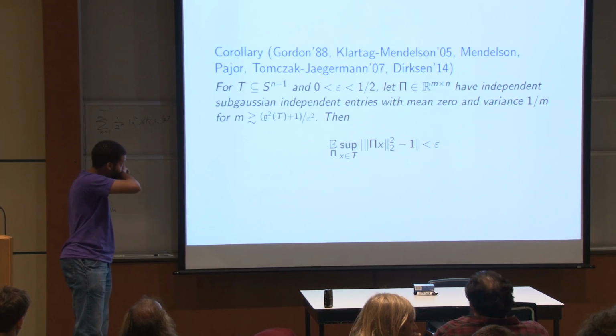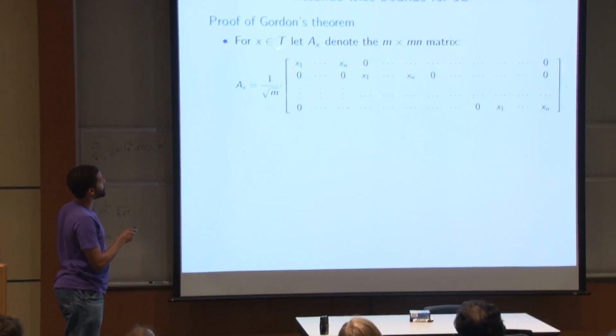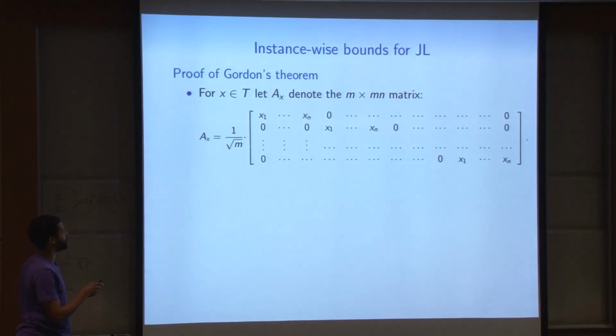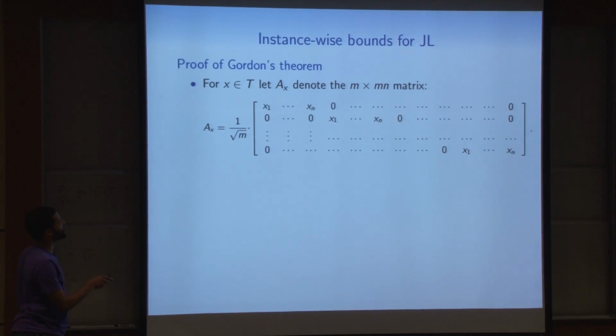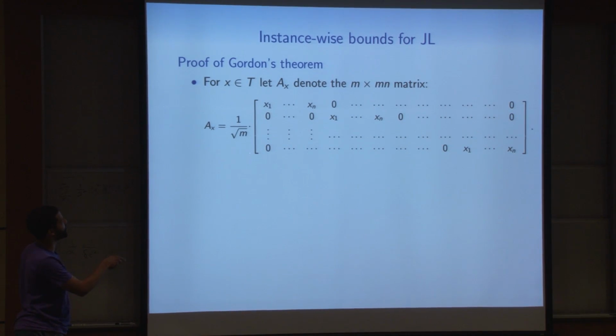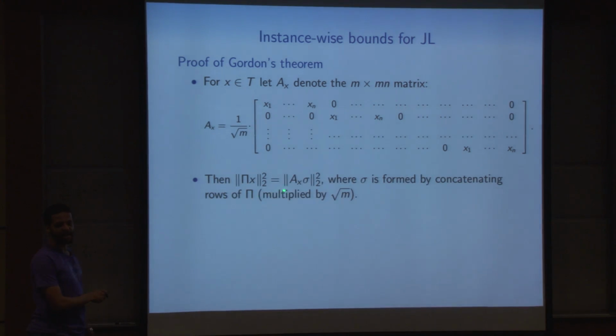Why? Here's my family of matrices. Say x is a vector I want to preserve for JL, and I'm going to define a matrix A sub x that looks like this. I just write x along the rows. There are m rows and mn columns, and I divide by root m. And you can verify offline if you want that the squared norm of pi x is exactly the same as the squared norm of A_x sigma, where sigma is the concatenation of all the rows of your JL matrix into a single vector.